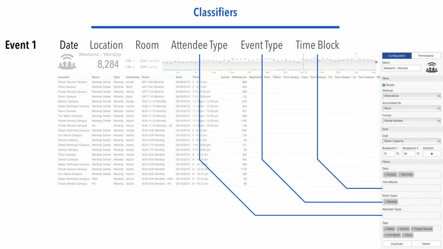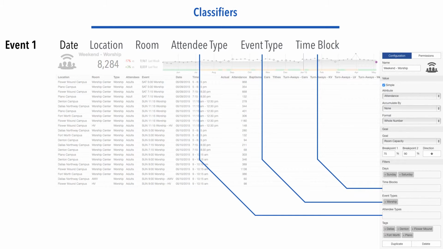But showing you how the playground works isn't really the point of this video, so we'll leave those details for another time. What we want you to understand here is how the classifiers work. In the example shown above, we haven't set any values for time block or attendee type, but we have set a filter for event type. So this metric shows only data for events where the event type is worship. And then there's another filter we set, so we're only seeing events that take place on Sunday and Saturday. So this metric searches the database and returns only worship events that took place on Sunday or Saturday, which is what you see in the list of events here in the playground.